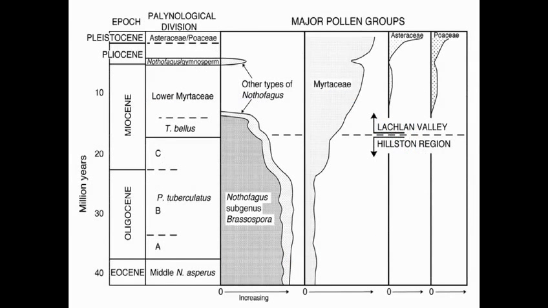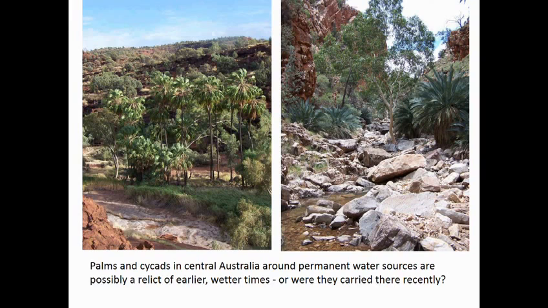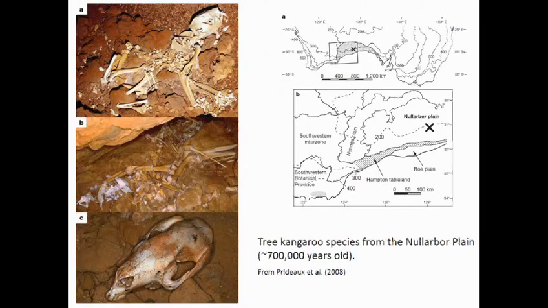We see the rainforest dropping off. That's a pollen diagram, 40 million years at the bottom, the present at the top. You can see the Nothofagus there, which is effectively rainforest, drops away about 15 million years ago, replaced by Myrtaceae, and then later by effectively daisies and grasses. We do see some signs in the living vegetation of relics of this. In Central Australia, you've got palms and cycads. There's been a recent suggestion that these were carried there by humans. Maybe that's true. I'm not totally convinced that that's the case, but we'll see how that plays out.